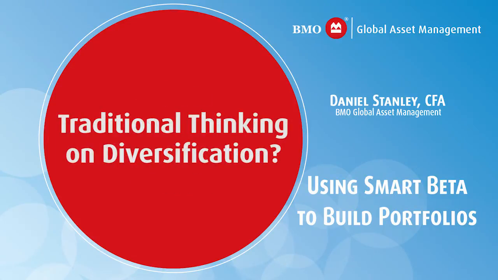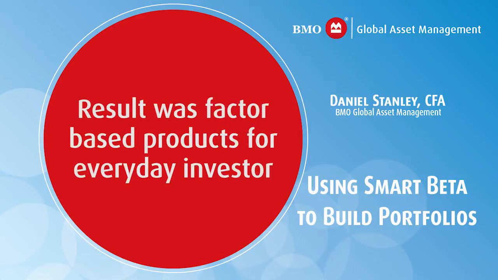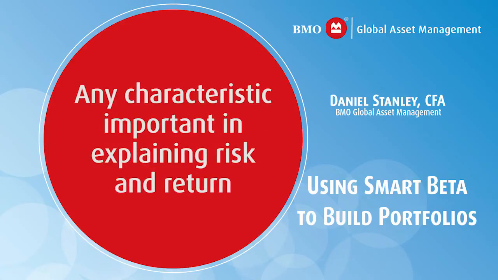How about the traditional thinking on diversification? Yeah, the 2008 financial crisis made it clear that standard asset allocation and diversification among stocks, bonds, and cash didn't work, and it led companies like MSCI to create, along with the ETF companies, factor-based investment products for the everyday investor. Now, MSCI says that a factor can be thought of as any characteristic relating a group of securities that is important in explaining their risk and return.